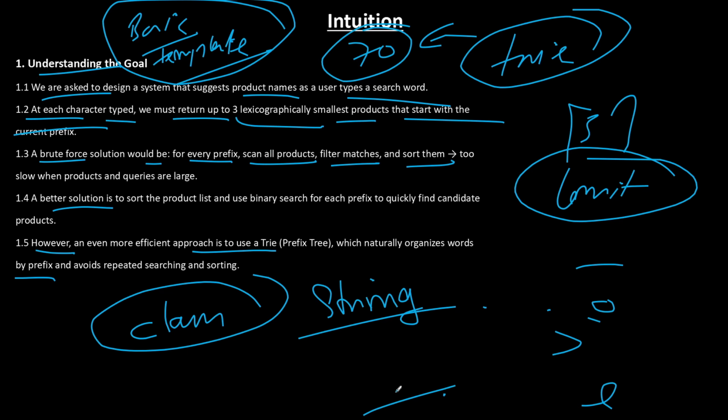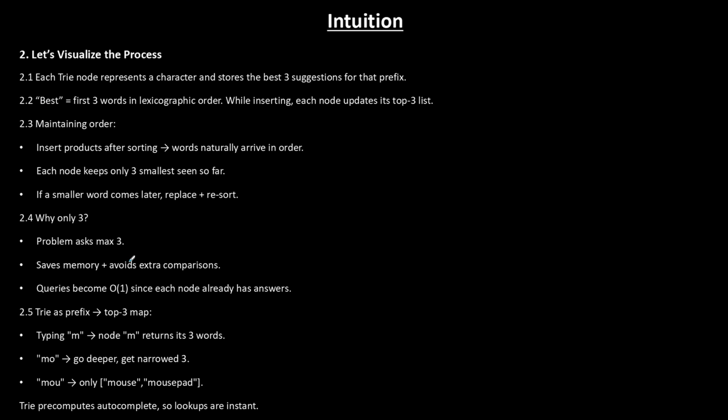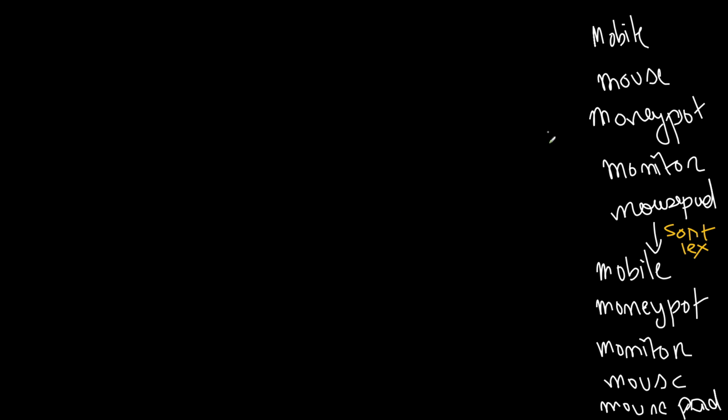So let's move ahead and visualize the process now. Before going through this visualization, I would like you to understand how the trie will be formed and how we're going to intuitively build the solution. So let's begin. I have written one example here and I will explain it to you: mobile, mouse, moneypot, monitor, mousepad. The same example which was given to us in LeetCode.